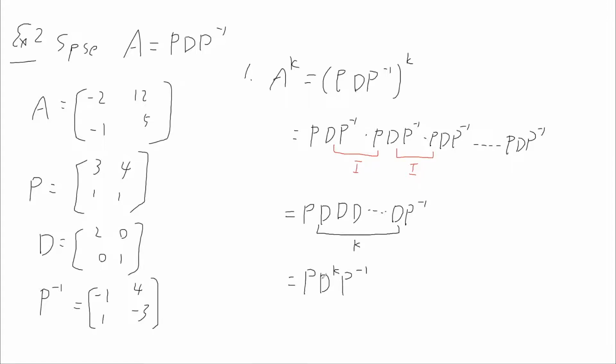This D to the kth power is very easy to find because D is a diagonal matrix. To find the kth power of the matrix D, all we need to do is take all the diagonal entries and raise them to the kth power, which would look like this. P multiplied by 2 to the k, 0, 0, and 1 to the kth power is still ones, but let me write down 1 to the k, and then P inverse. Then you can multiply these out, and you will get a formula for A to the power of k.